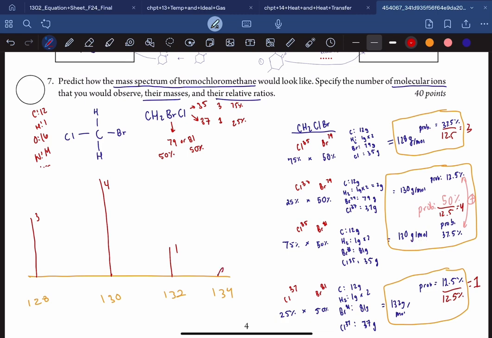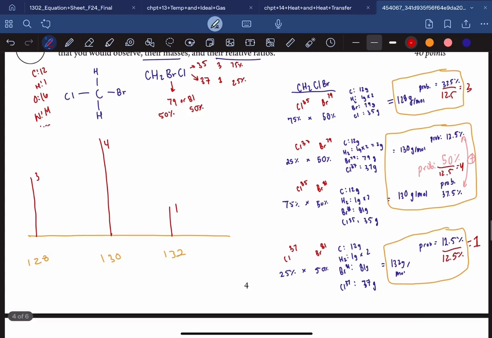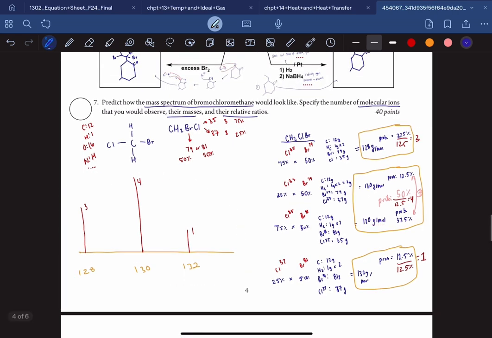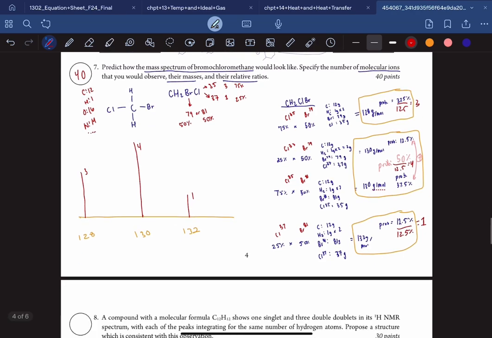And then at the 134, there should be nothing because we did not calculate an isotope that added up to 134. So this shouldn't even be here, actually. You can just eliminate that, okay? And that would be your answer. This would be the mass spectrum right here. Okay, we can circle it in a different color. Hopefully that makes sense. If you're confused on this, again, you can message me and we can work through another one. Okay? But yeah.